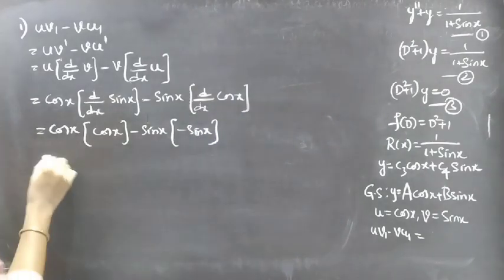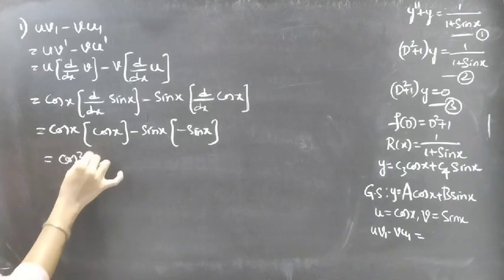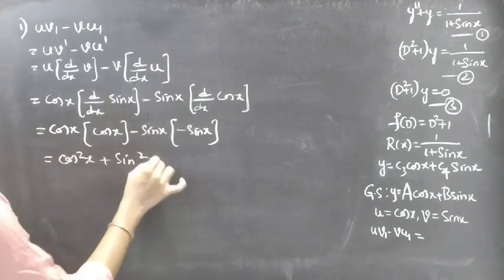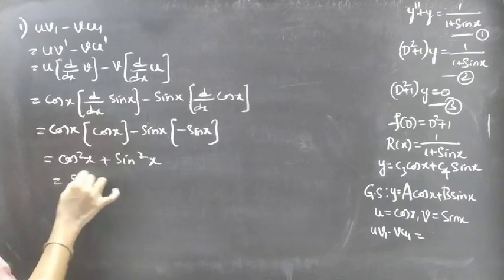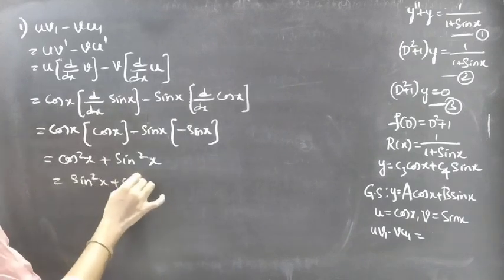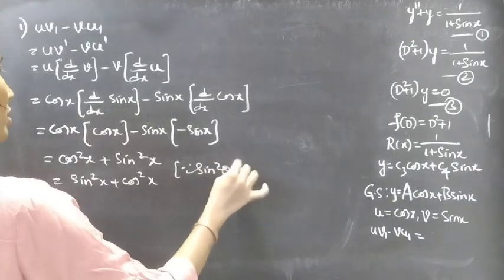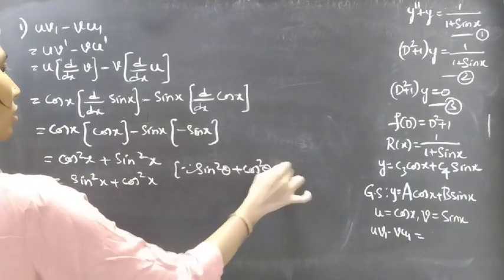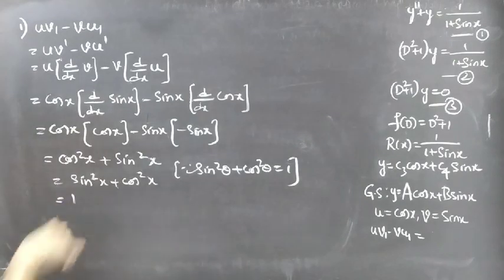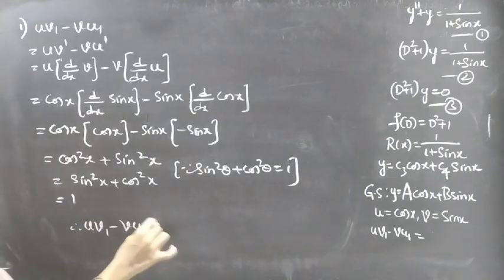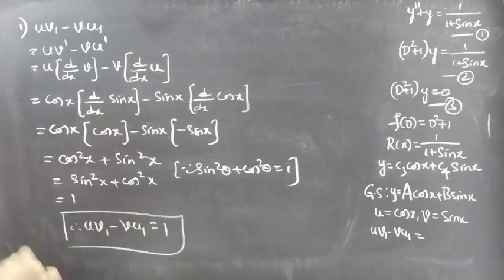This gives us cos x into cos x is cos square x, minus into minus is plus, sin x into sin x is sin square x. We can write it as sin square x plus cos square x, since we know that sin square theta plus cos square theta equals 1, right? So we'll get 1. Therefore, uv1 minus vu1 equals 1.